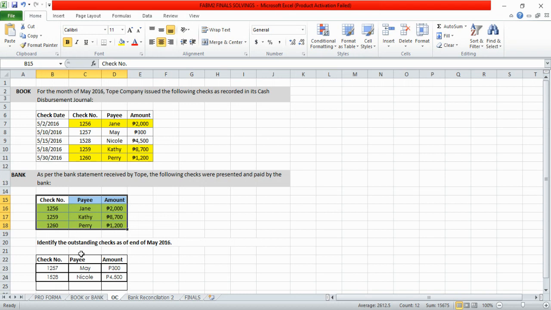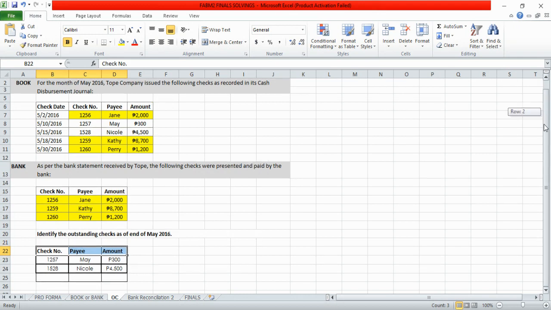So we have here the check number, payee's name, and the amount. We have the following: 1257, that is May, and the amount is 300 pesos. And for our next check number, that is 1258, that's Nicole, and the amount is 4,500 pesos.